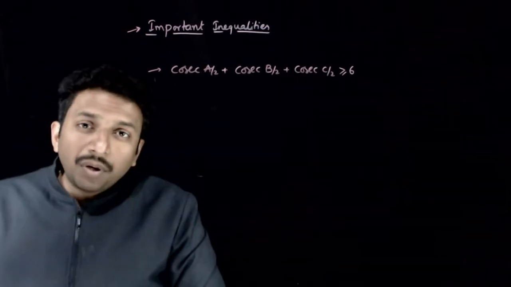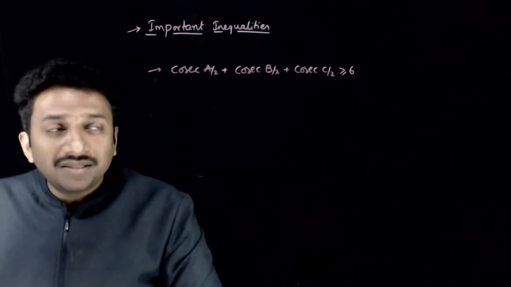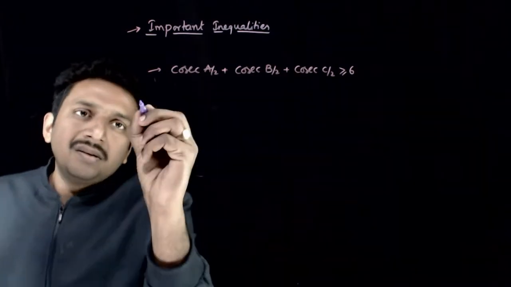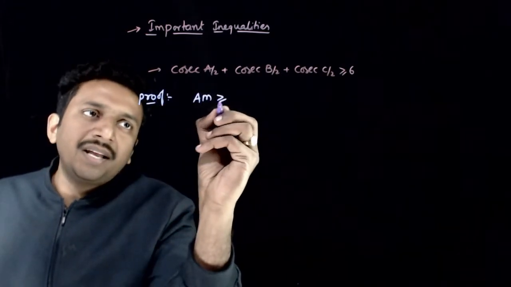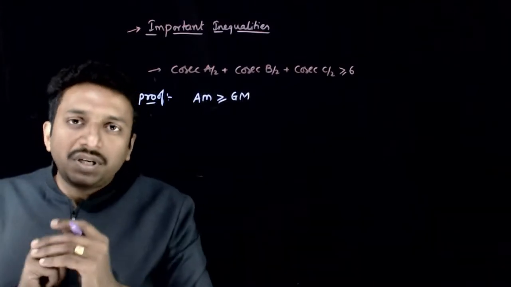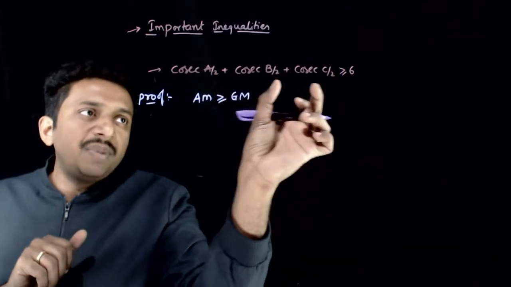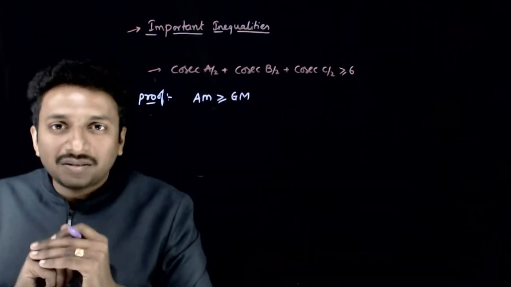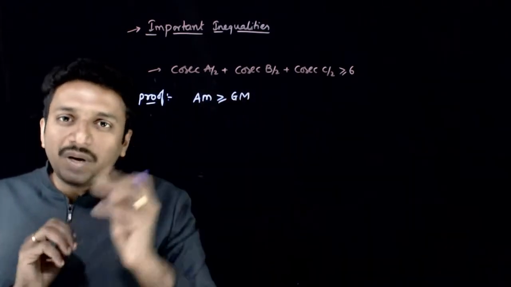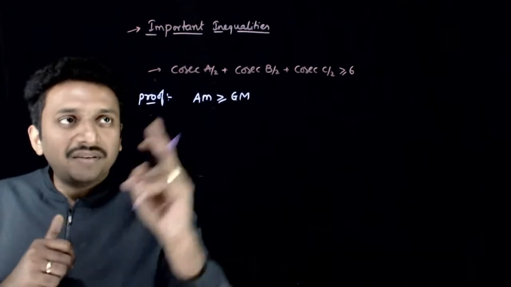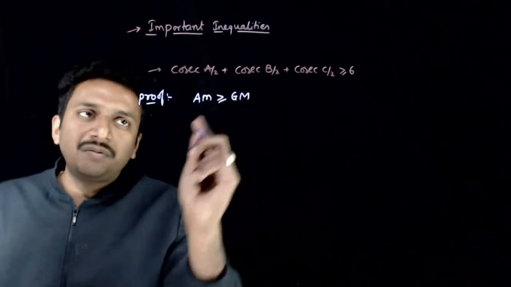So the last identity that we're going to see is that in any triangle, cosecant A by 2 plus cosecant B by 2 plus cosecant C by 2 is greater than or equal to 6. So again, we'll use the concept of arithmetic mean greater than or equal to geometric mean for positive quantities. Let us take cosecant A by 2, cosecant B by 2, cosecant C by 2 as three quantities. A, B, C are angles of a triangle, so obviously A by 2, B by 2, C by 2 are all acute. Even if A is obtuse, once you go to A by 2, it will become acute. So these three are positive quantities.